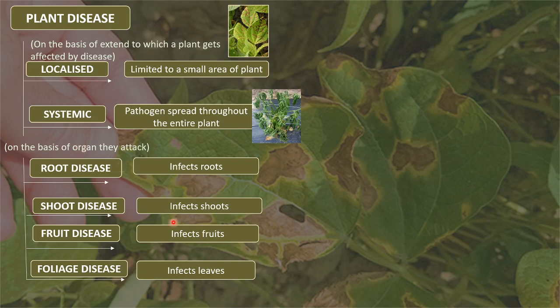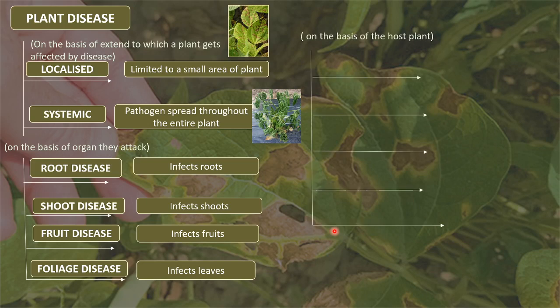So I think this is very simple. No explanation is needed in this case. So we move to our next criteria, which is on the basis of the host plant. This is again very simple, where the bifurcation is made on the basis of the type of host plant that the pathogen infects. These are cereal diseases.